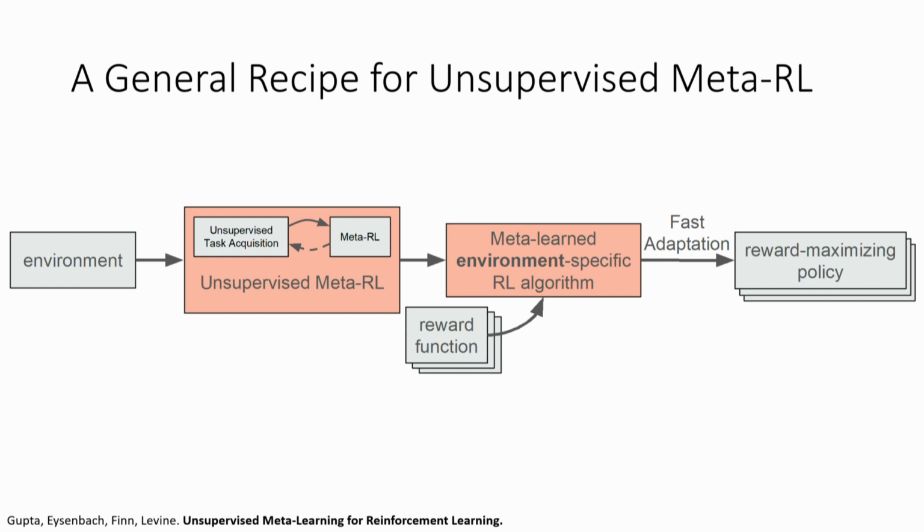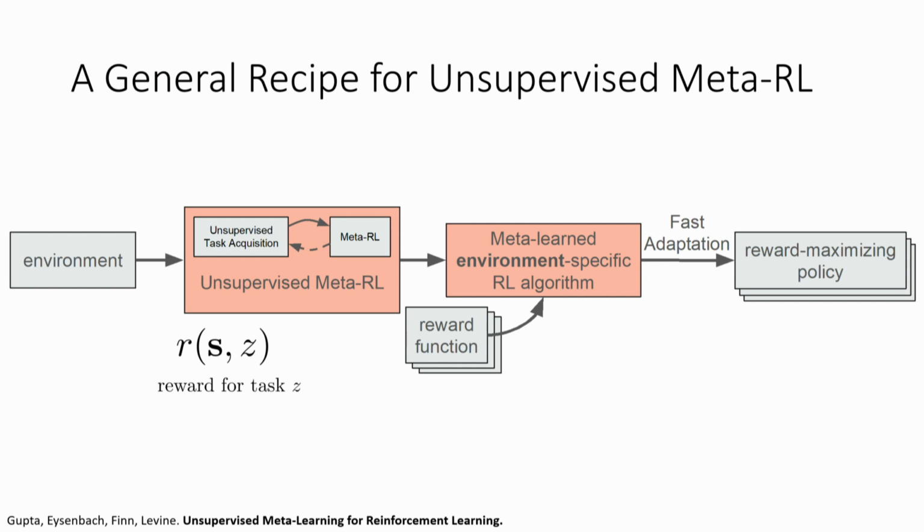So you could imagine sort of a pipeline for unsupervised meta-RL where you have unsupervised task acquisition to propose tasks that meta-RL then practices, and then at test time, maybe a person gives a real reward function to your model, and it can adapt quickly to that real reward function. So tasks, in this case, can just be defined as different reward functions.